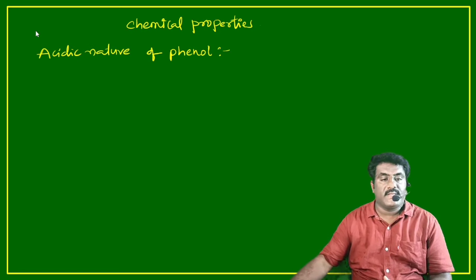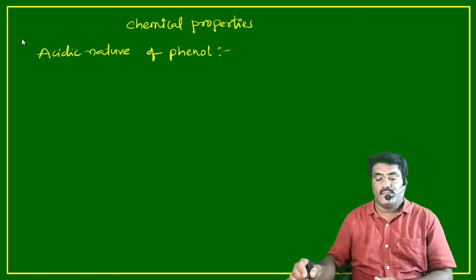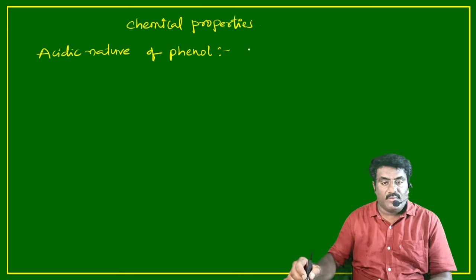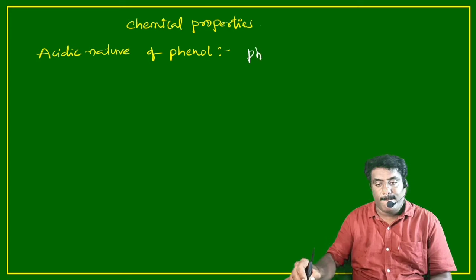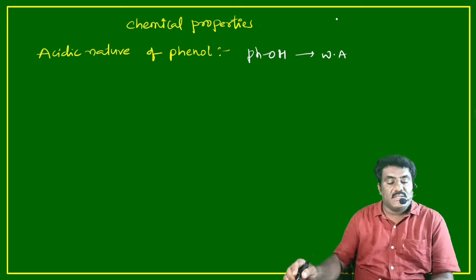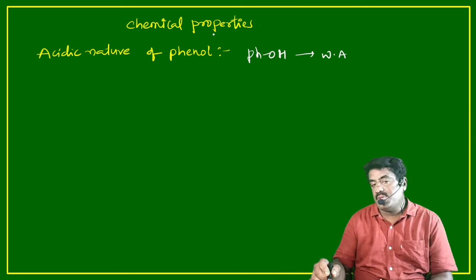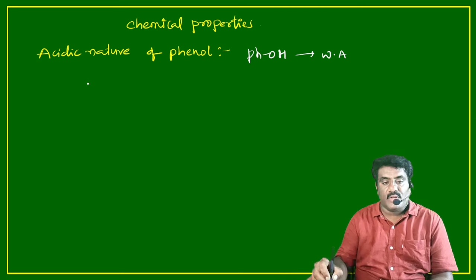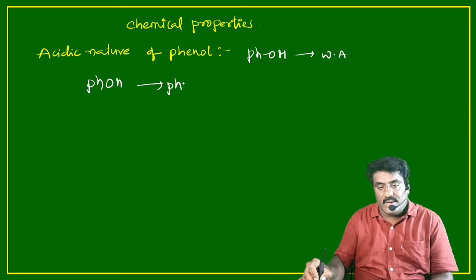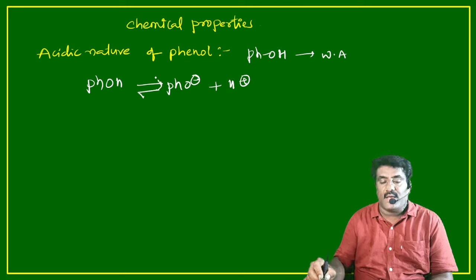Let's move on. Acidic nature of phenol. Generally, phenol is a weak acid. Yes, the acidic nature of phenol is due to the formation of a stable phenoxide ion. Phenol forms a phenoxide ion, and it shows the acidic character.